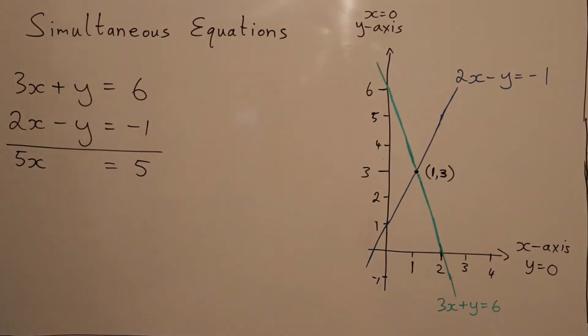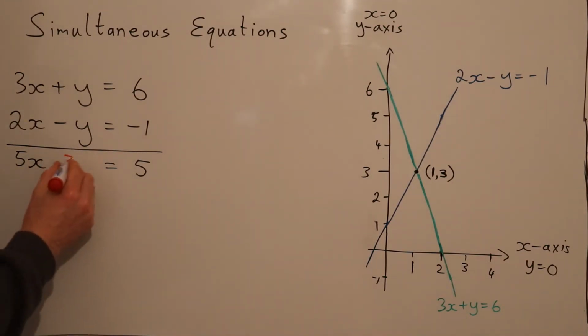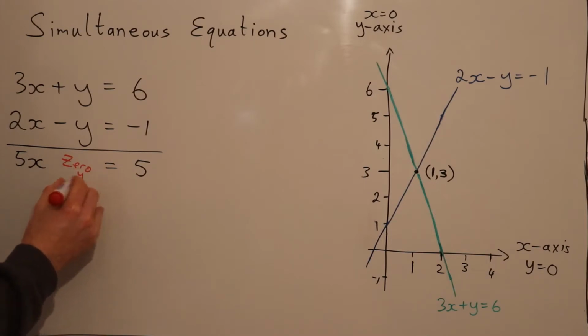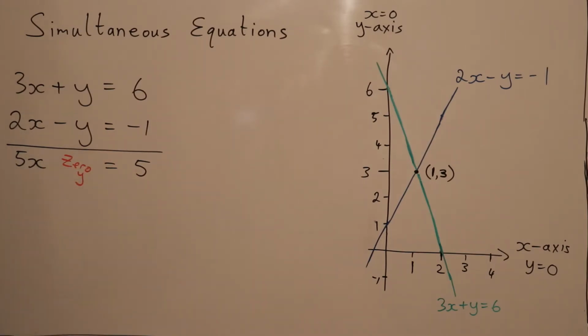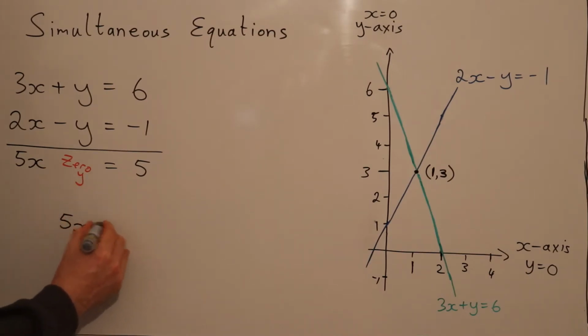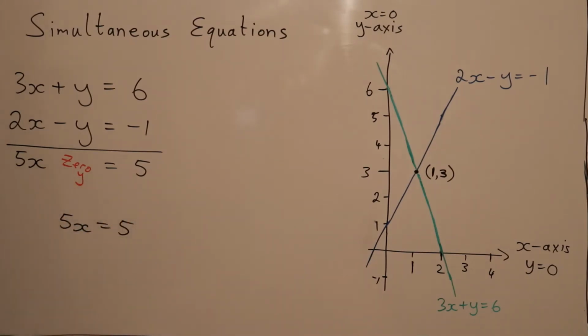I want to highlight that 0y, because that really is the key to simplifying this problem. The plus 1y and the minus 1y give us 0y. So our problem now is much easier. You can see now our problem is 5x equals 5. That's a lot simpler than this line or this line. It's certainly a lot easier than having two lines together. This is nice and easy to solve.